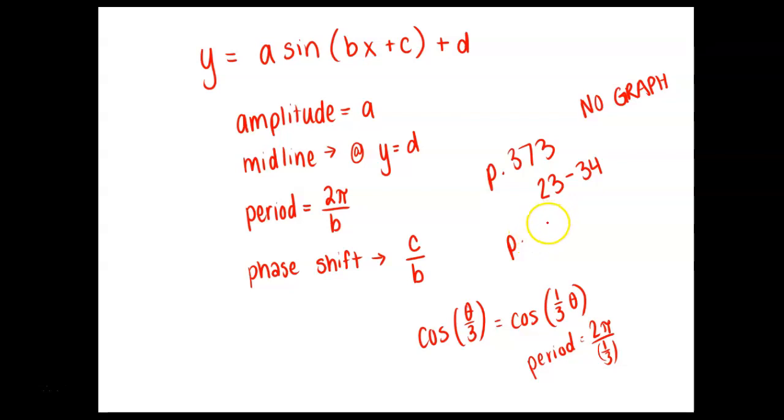Then you're also going to look on page 383. Well, actually, it's 384 is where it starts. And we are going to do 21 through 26. Okay? Do not graph any of them. Just tell me amplitude, midline, period, phase shift, the things that it asks you for there. Okay, actually, on the first part, it's just period.